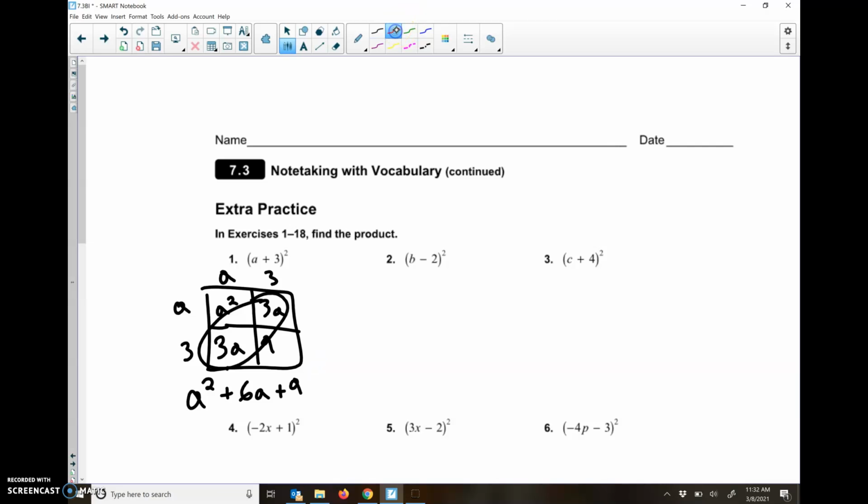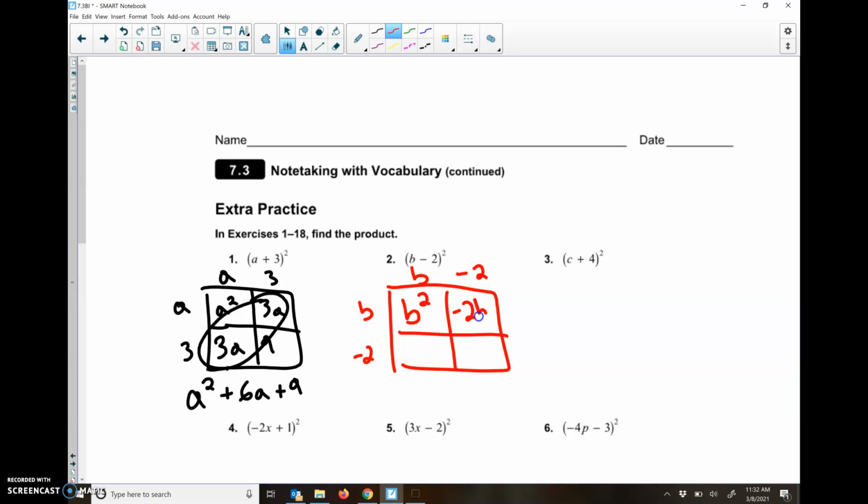Might want to be careful on some of these that have negatives, because now it's a -2 and a -2. So b and b is b squared. b and -2 is -2b. -2 and b is -2b. Then -2 and -2 is a +4. So b squared minus 4b plus 4.